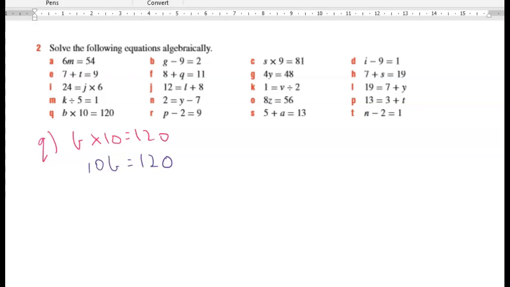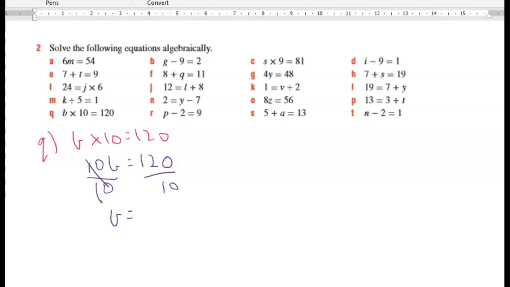Think of it as, if B was for bananas, we wouldn't go to the shop and say, I want bananas times 10, please. You would say 10 bananas. So we kind of write it in the same way. All right, so we've got 10 times. So the inverse operation of that is to divide. So we're going to divide both sides by 10.